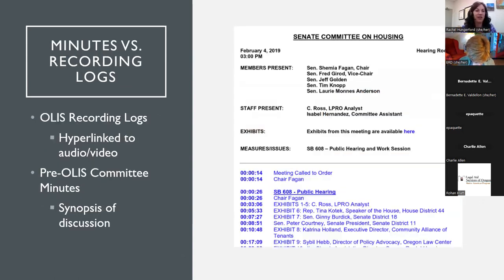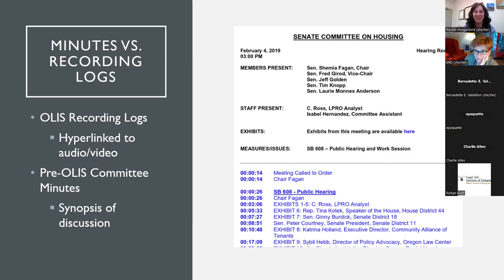And then one word about OLIS versus archives here. Another reason I find OLIS to be very helpful is that there are recording logs that are hyperlinked. So you can go exactly to the spot in the audio or video that you're interested in. If I want to go straight to Sybil's testimony on something, I can click on that and it goes to that point in the recording.